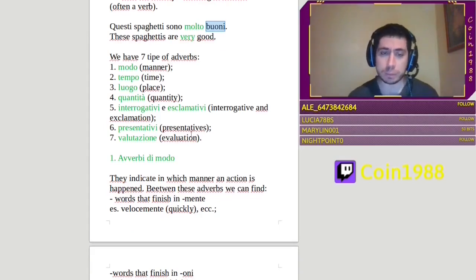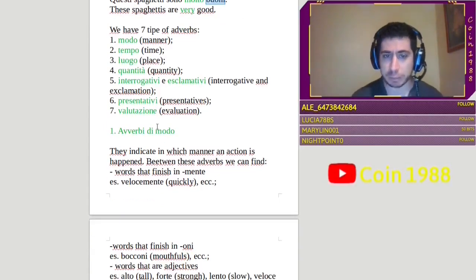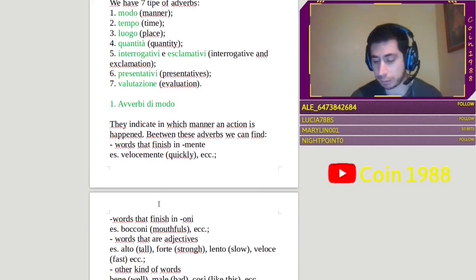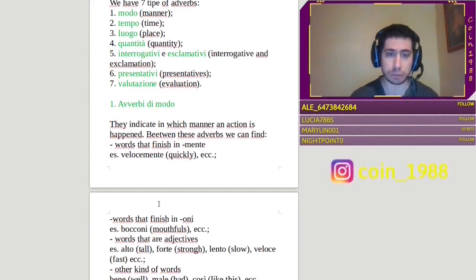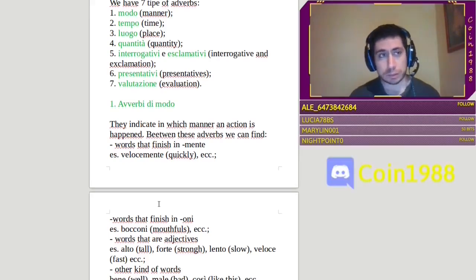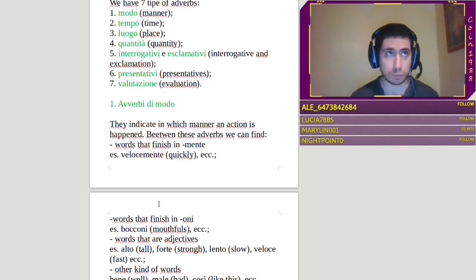Starting from number 1, we have avverbi di modo. This is the most famous adverb we can say, because they indicate in which manner an action happens. These adverbs answer the question how. Among these adverbs, we can find words that finish in mente. For example, velocemente is quickly. It is an adverb.